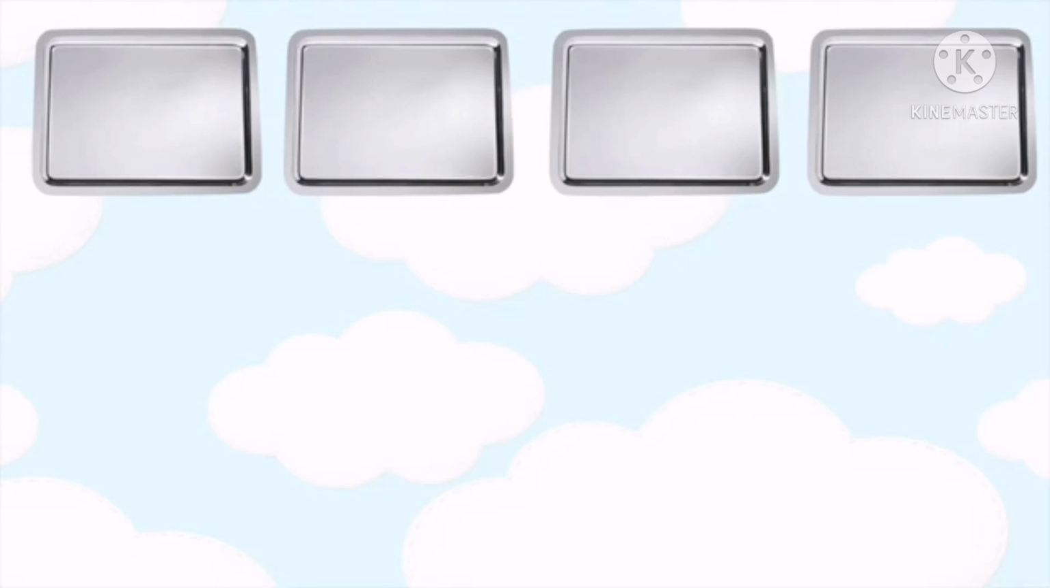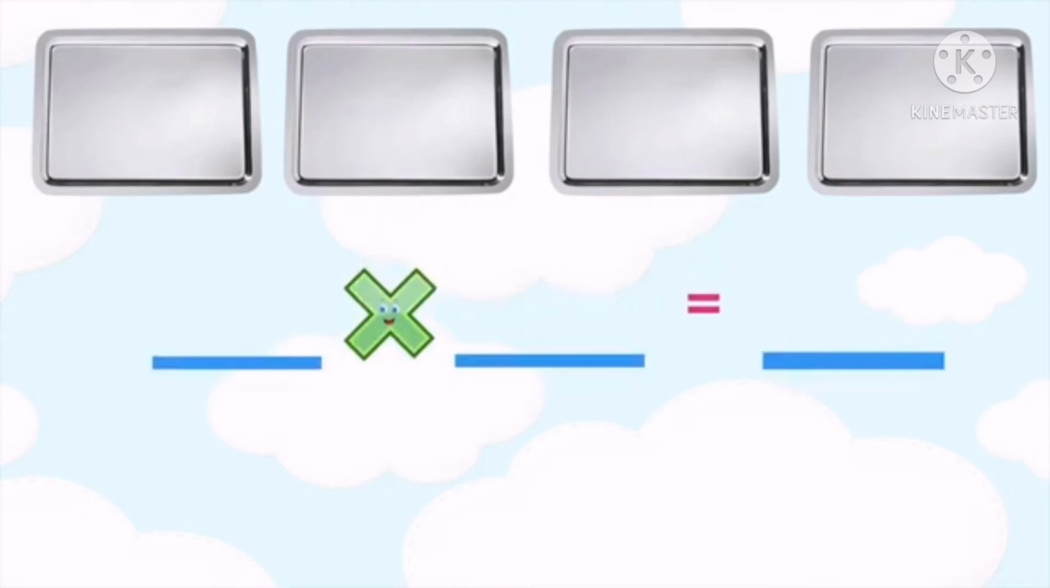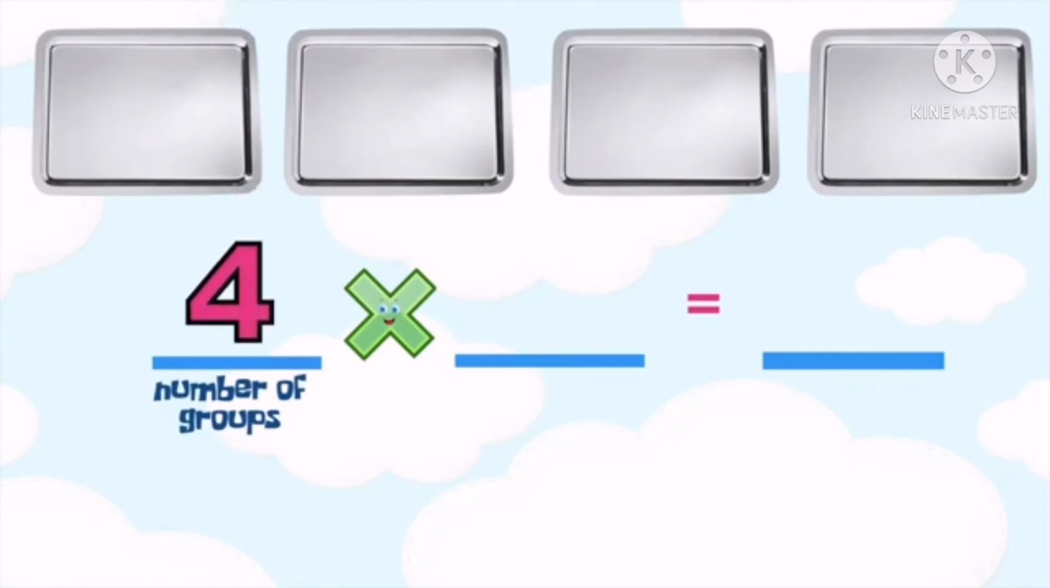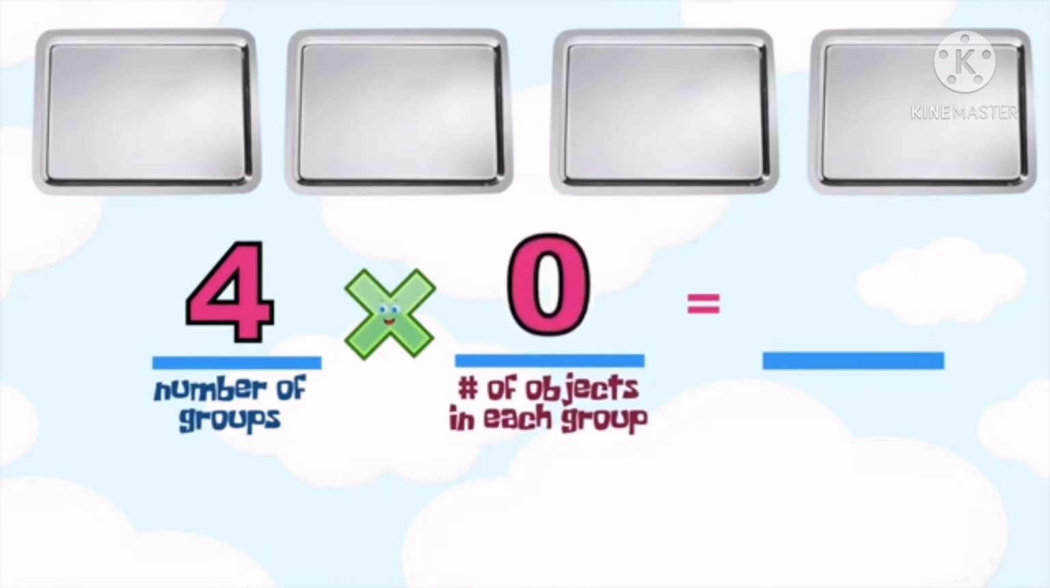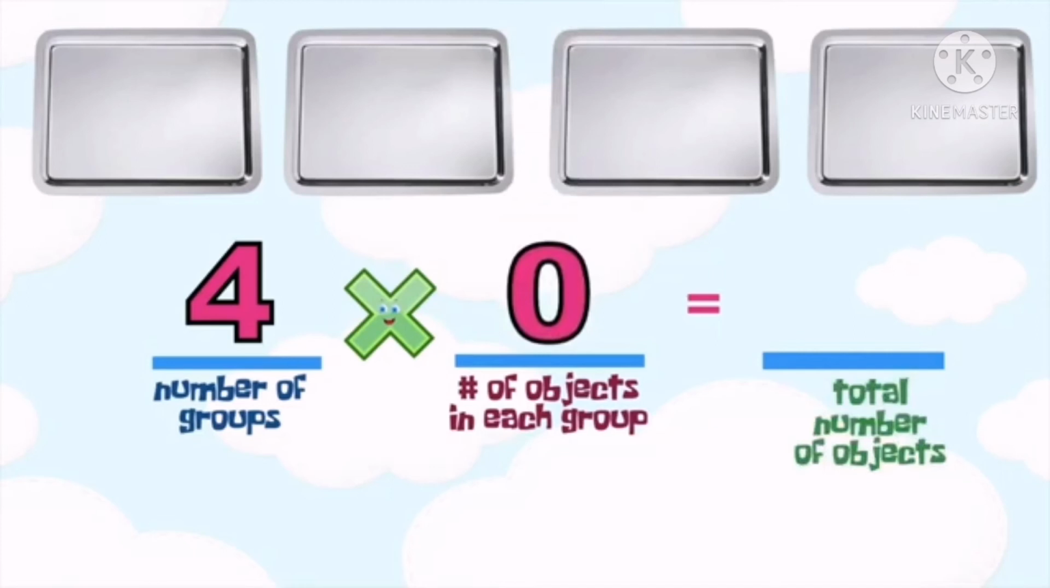Now let's write this using the multiplication sentence. For the first factor, what is the number of groups? That's right. We have 4 trays. So for the second factor, what is the number of objects in each group? You're right, that is 0. Then what is the total number of objects? That's right, it's 0. So as you can see, 4 times 0 is equal to 0.